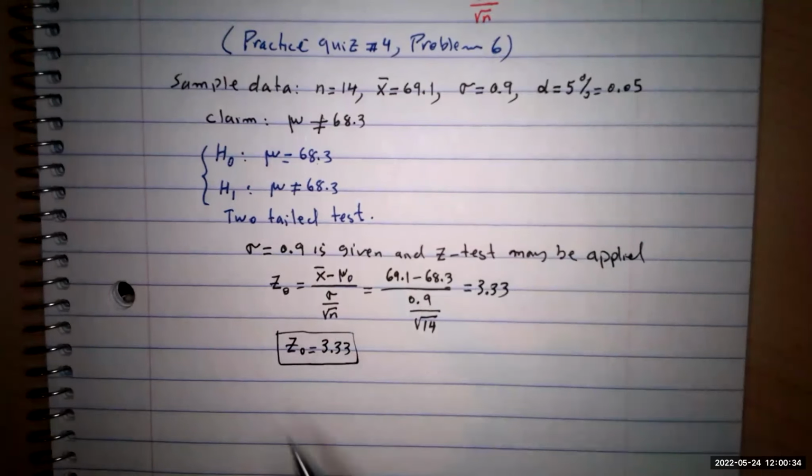In this case, you reject the H naught, which means you favor the other one. So you say there is sufficient evidence, as they ask in the question, to conclude that mu is not equal to 68.3, because this is your H1. That's exactly the claim. So we support the claim.